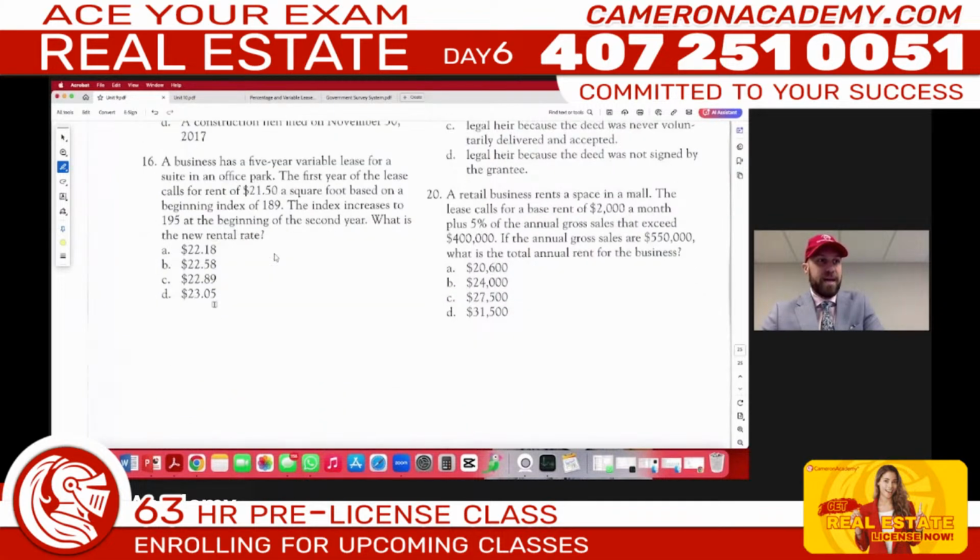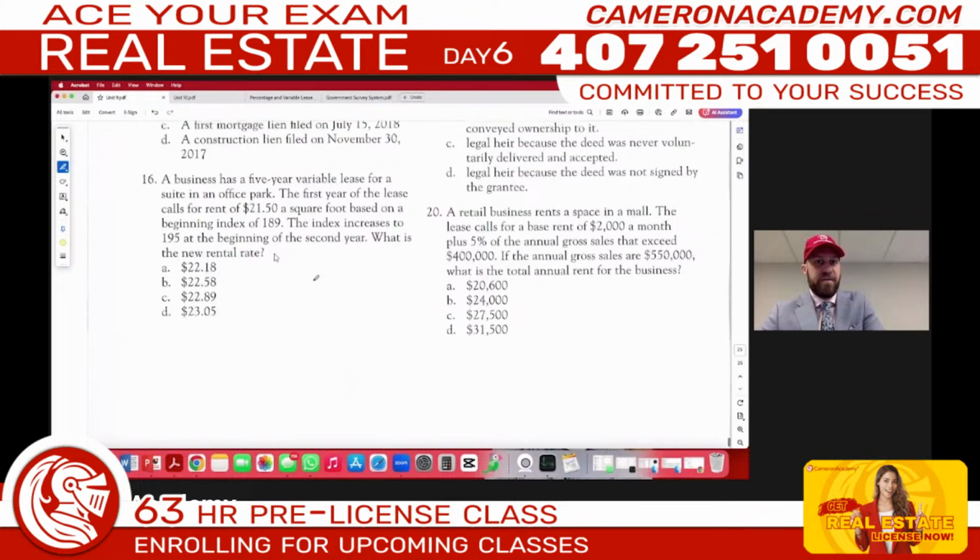This is math. Take out a calculator. Let's go through this together. A business has a 5-year variable lease for a suite in an office park. The first year of the lease is $2,150.